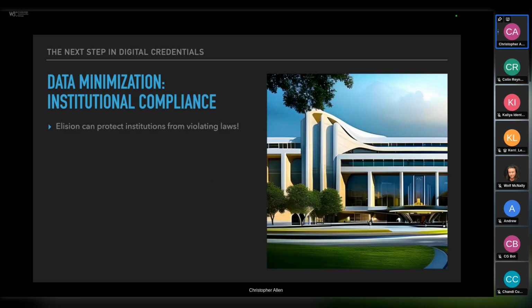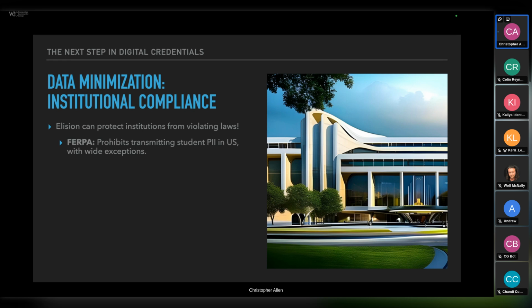Institutional compliance. Elision can also protect institutions from violating laws. For instance, oftentimes institutions need to be able to say that this number of students graduated to some body that is loaning money to students and wants to make sure that the institution is doing that. How do you exchange all of this to know the status of these students without violating their privacy? Well, with elision, you can prove, yes, we have this number of students and this number of students is employed. The hash tree works and the compliance rules work for this, but I'm not giving you the names of the students and the names of their employers.